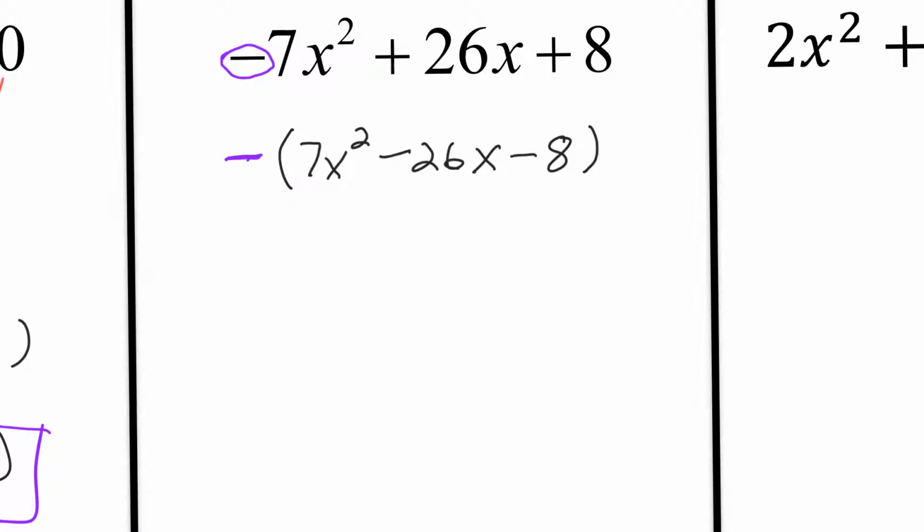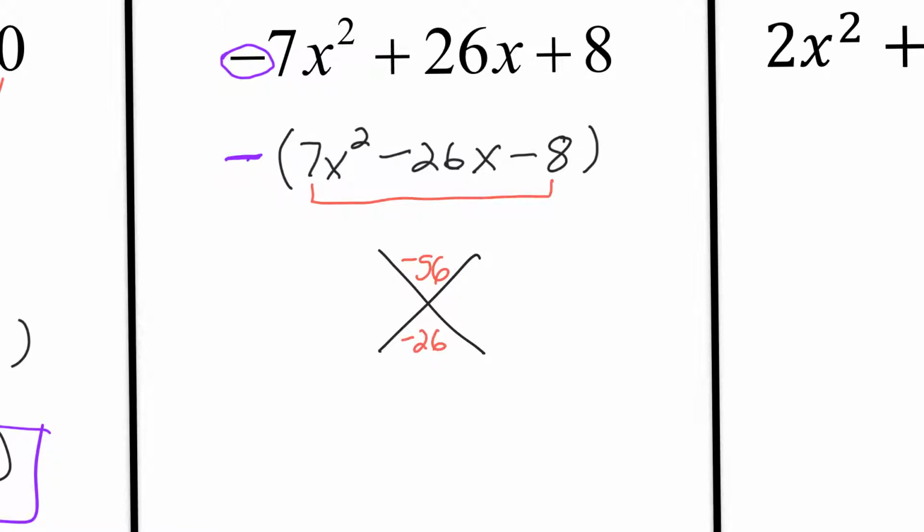Now you guys factor what's inside of the parentheses, this trinomial here. So I'm going to multiply the a inside the parentheses times the c. So this 7 times the negative 8. So when I do the diagram here, I'm going to get a negative 56. My b value is negative 26.